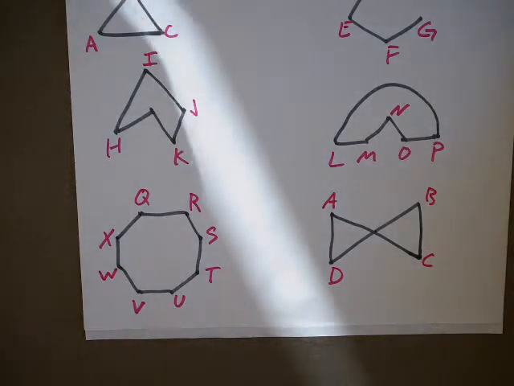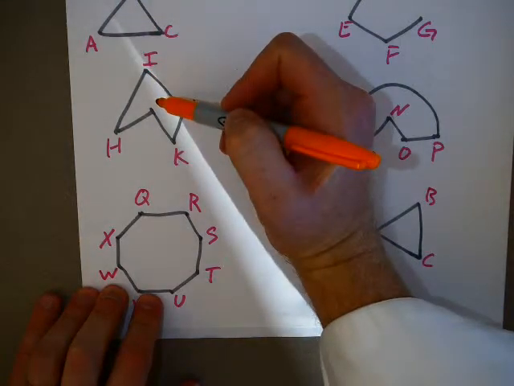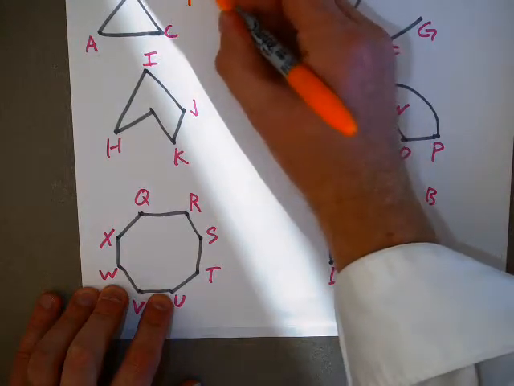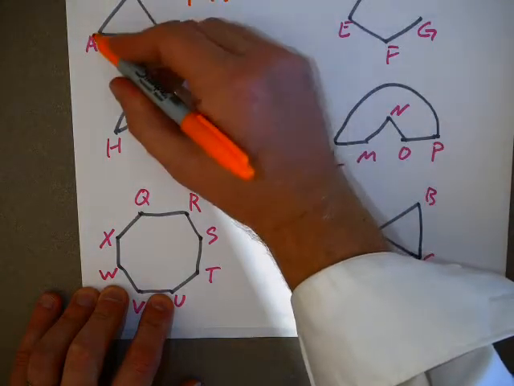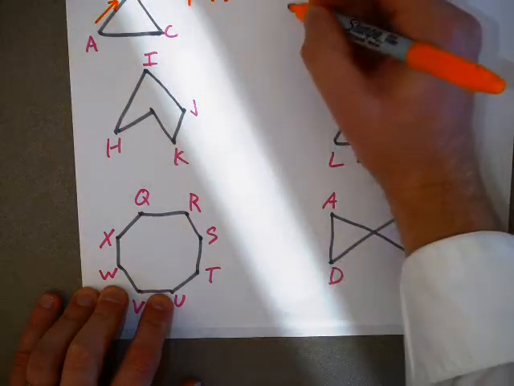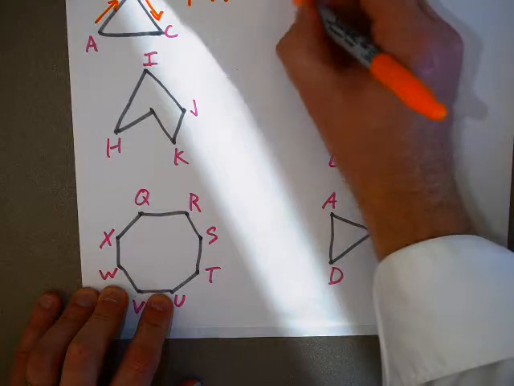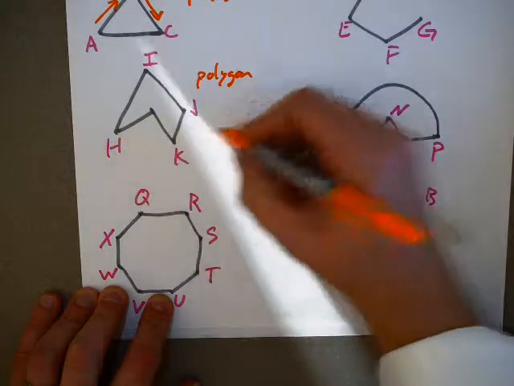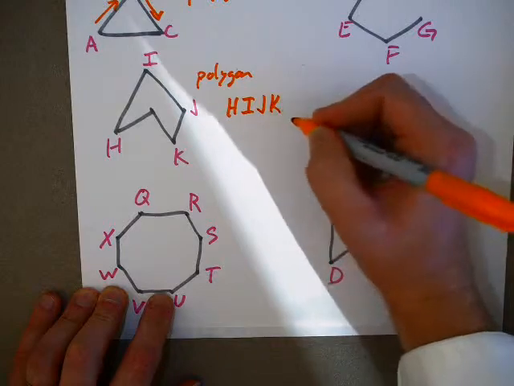Let's also talk about how we would name these. The way that you name them is you name them by each vertex, and you go in order. So if I say this would be polygon, starting at A, go to the next vertex, and that's B, and then finally to C. So this one would be polygon HIJK.